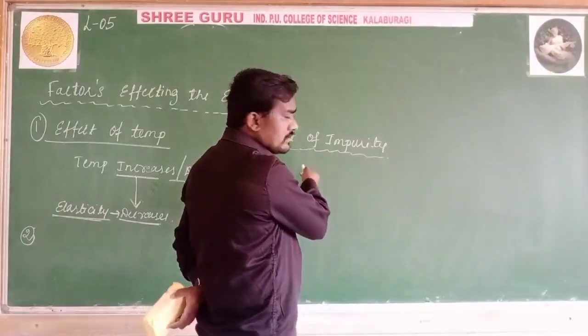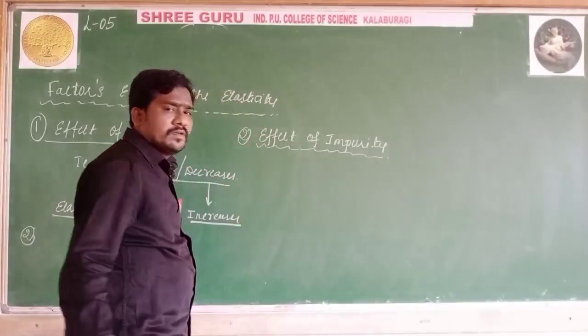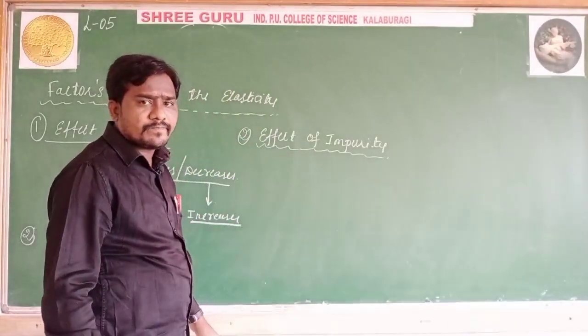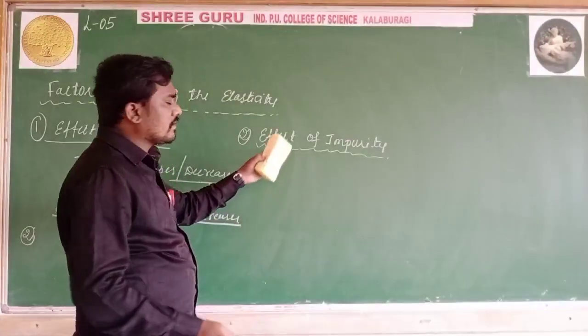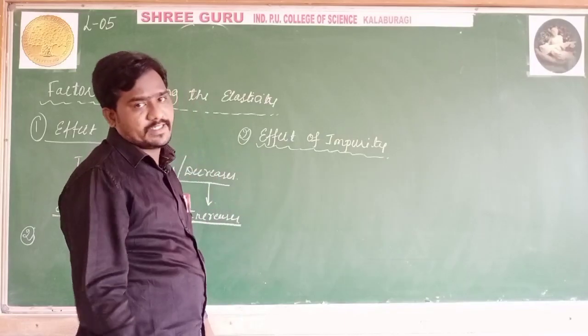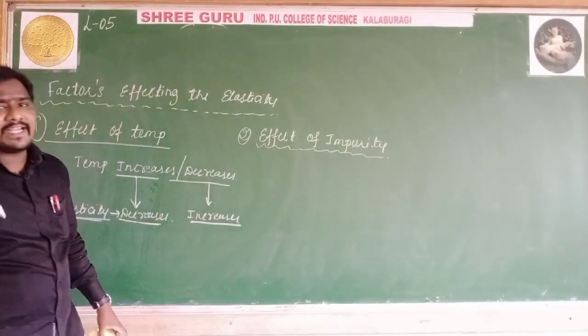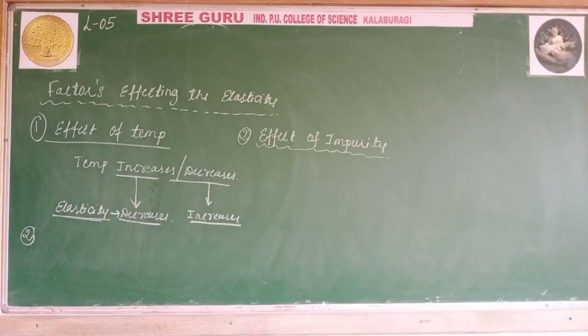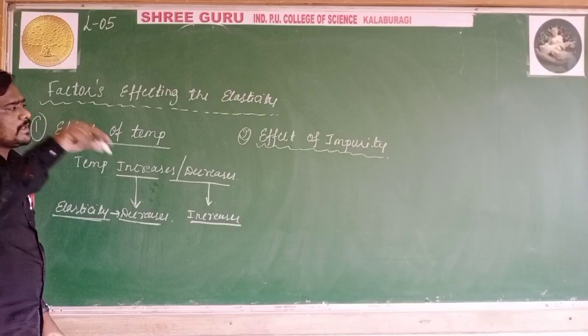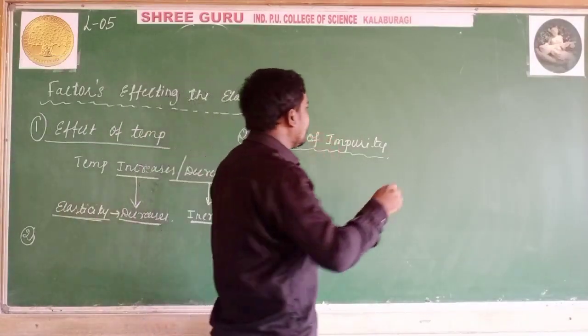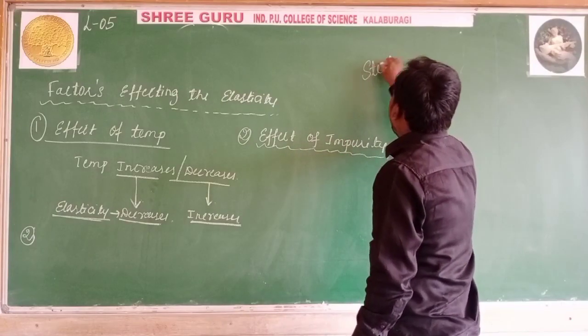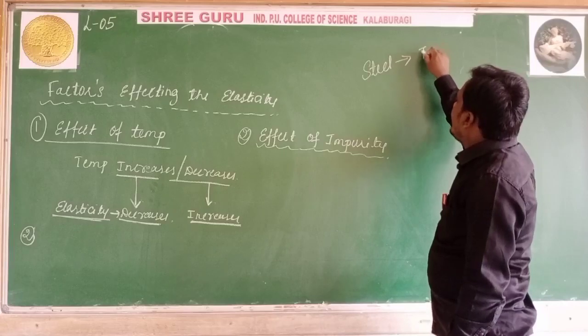It is not possible to write and it is not possible to see very clearly. Vision is also going to vary, not going to be clear. Why? Because impurity is added. If impurity is added to that particular elastic material, elasticity decreases with an increase in temperature. And if impurities are added, elasticity can increase or decrease, depending on which type of material we are adding. Suppose I am considering steel. In that steel, I am going to add a material like iron.